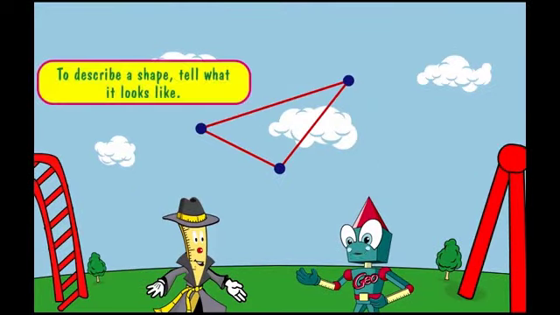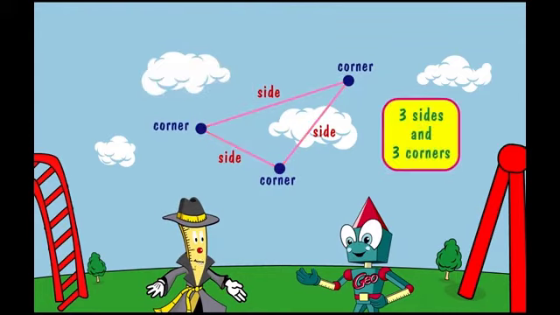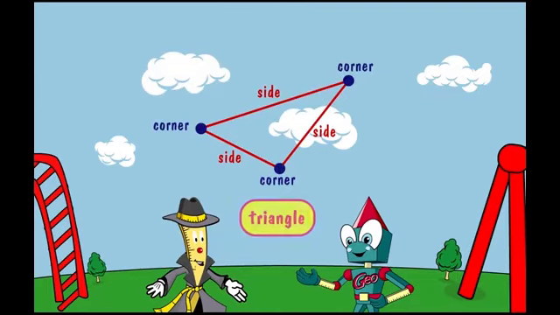Easy. To describe a shape, tell what it looks like. Look at the sides and corners. That has three sides and three corners. That tells me it must be a triangle.